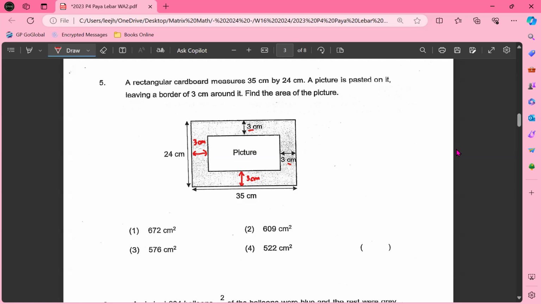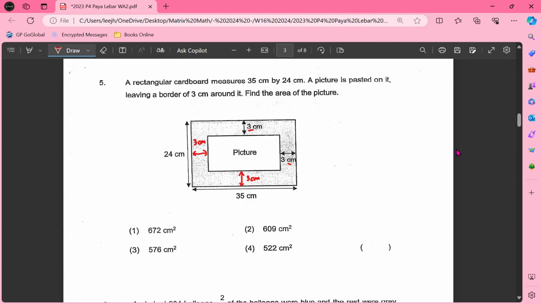Over there at the 35 cm. So that means at the left and right, there is a measurement of 3 cm on each side. So the picture is inside the border, which means that the length is actually shorter. Okay, so we need to know how to find the length of the picture. It's 3 cm shorter on the left and 3 cm shorter on the right.